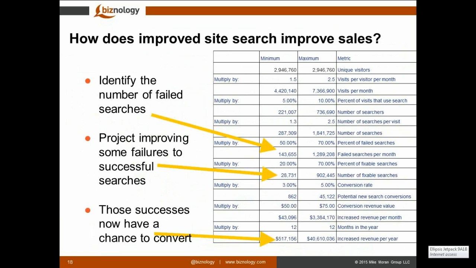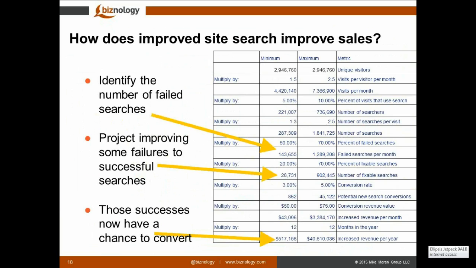Now, what you're doing here is you're saying, what is the range, minimum to maximum, for the numbers that we have here. So how many people come to the site? How many times do they come each month, for example? What is the percent of visits that use search? You can take a guess at a lot of these numbers if you don't know them. How many searches do they do per visit? What percentage of the searches fail?